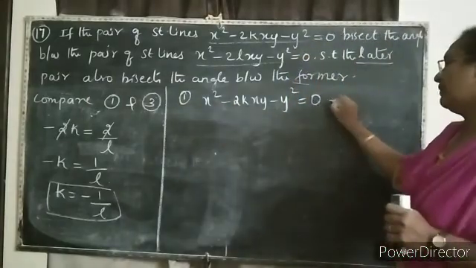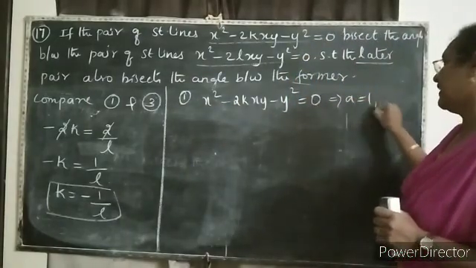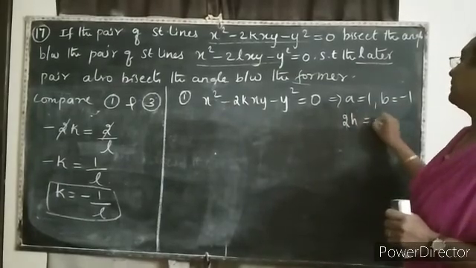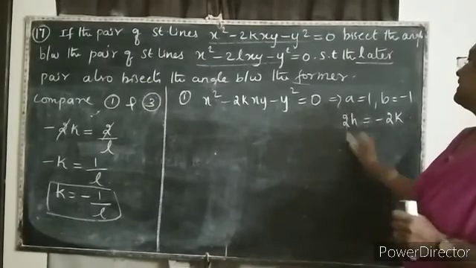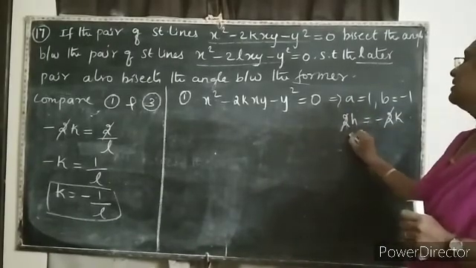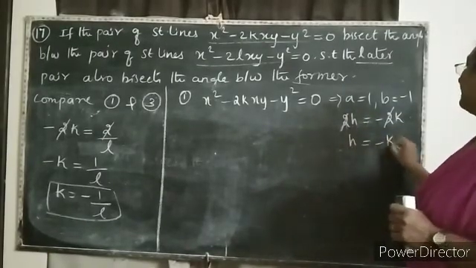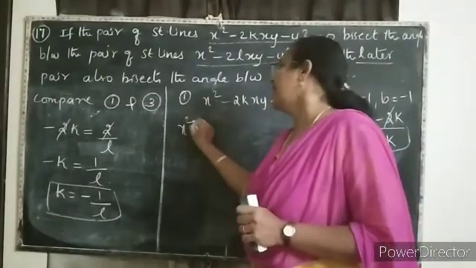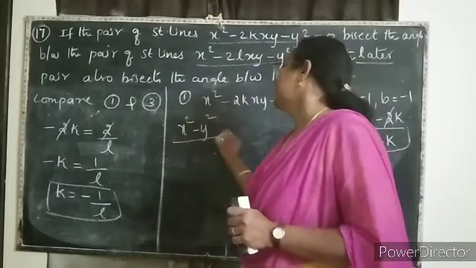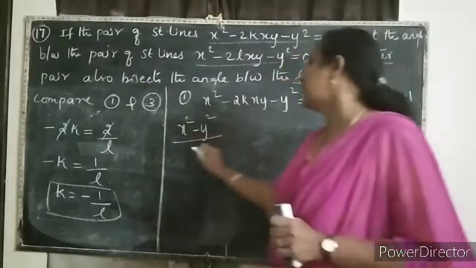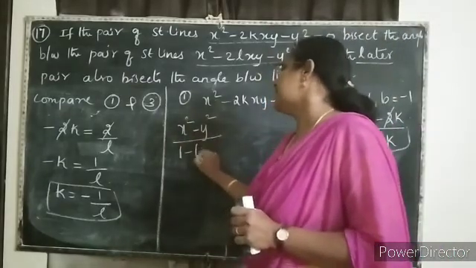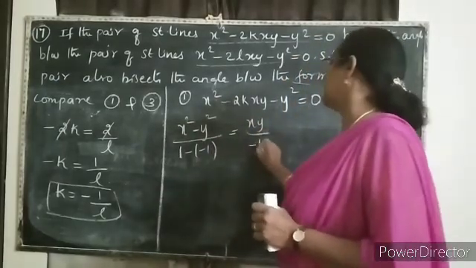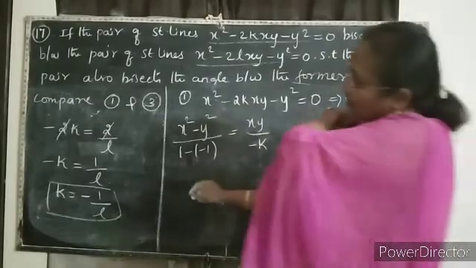So, from this I am going to use the formula. What will be the value of a? a is 1. Again b is minus 1. What will be 2h? 2h will be equal to minus 2k. Is that so? 2 and 2 are getting cancelled. So, h will be equal to minus k. Okay. So, shall we substitute in the formula? x squared minus y squared divided by a minus b, isn't it? So, again 1 minus 1 equal to xy divided by the h value, which is what? Minus k.